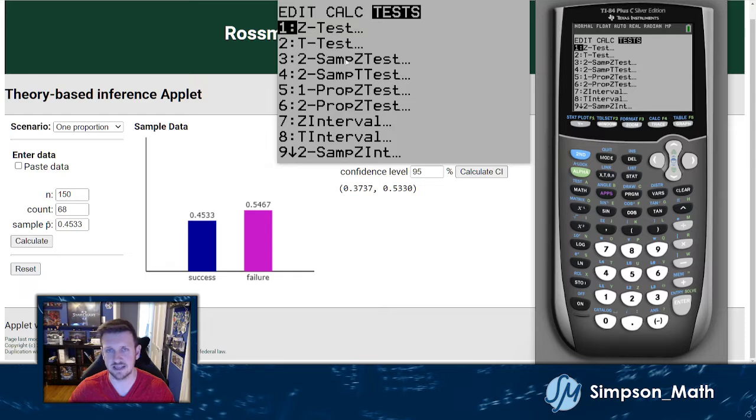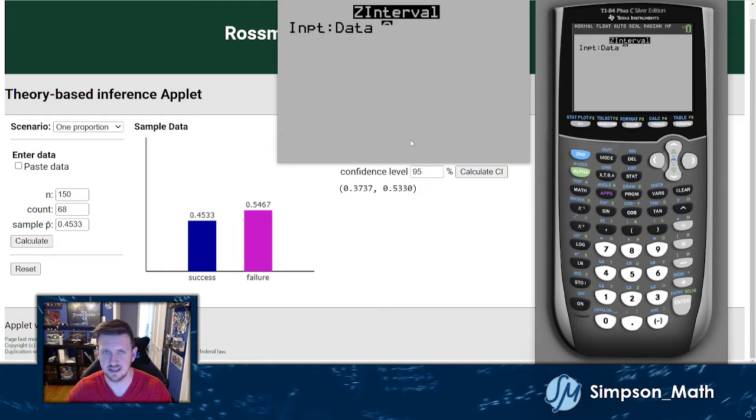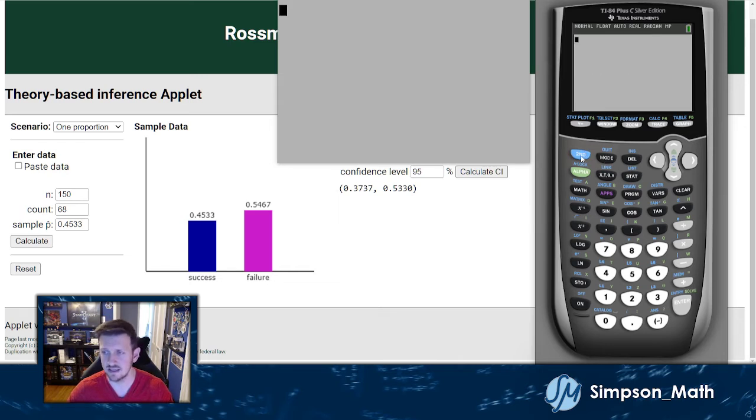And notice we have test, test, test, test, test, and then it starts with intervals. Do not pick this number 7, ZInterval. If you do, I'll show you what it looks like. Don't pick it. Notice there's a sigma asking for here. We haven't talked about just a regular old sigma. If you had the stats, it's asking, what sigma, what's x bar, what's n. Notice we don't have x bars, we don't have sigma. That's calculating a mean. So I do not want to do that Z interval.